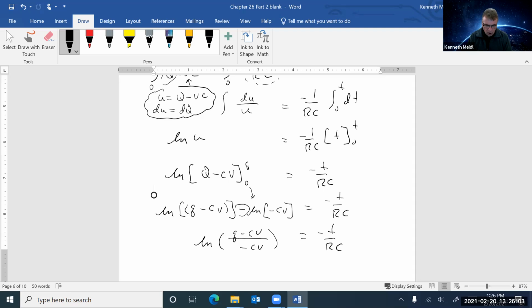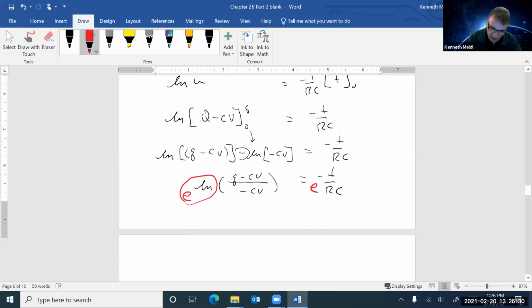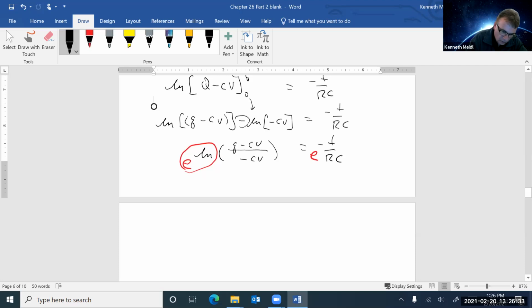And there's really nothing wrong with natural logs. They're just fine. Typically, people don't deal with them, and that's just kind of a choice. So we can get rid of the natural log. If you really want to get rid of the natural log, you're going to raise both sides to the e. These two functions essentially are inverse functions. And that will leave you with something like little q minus cv all over minus cv equals e raised to this power right here.